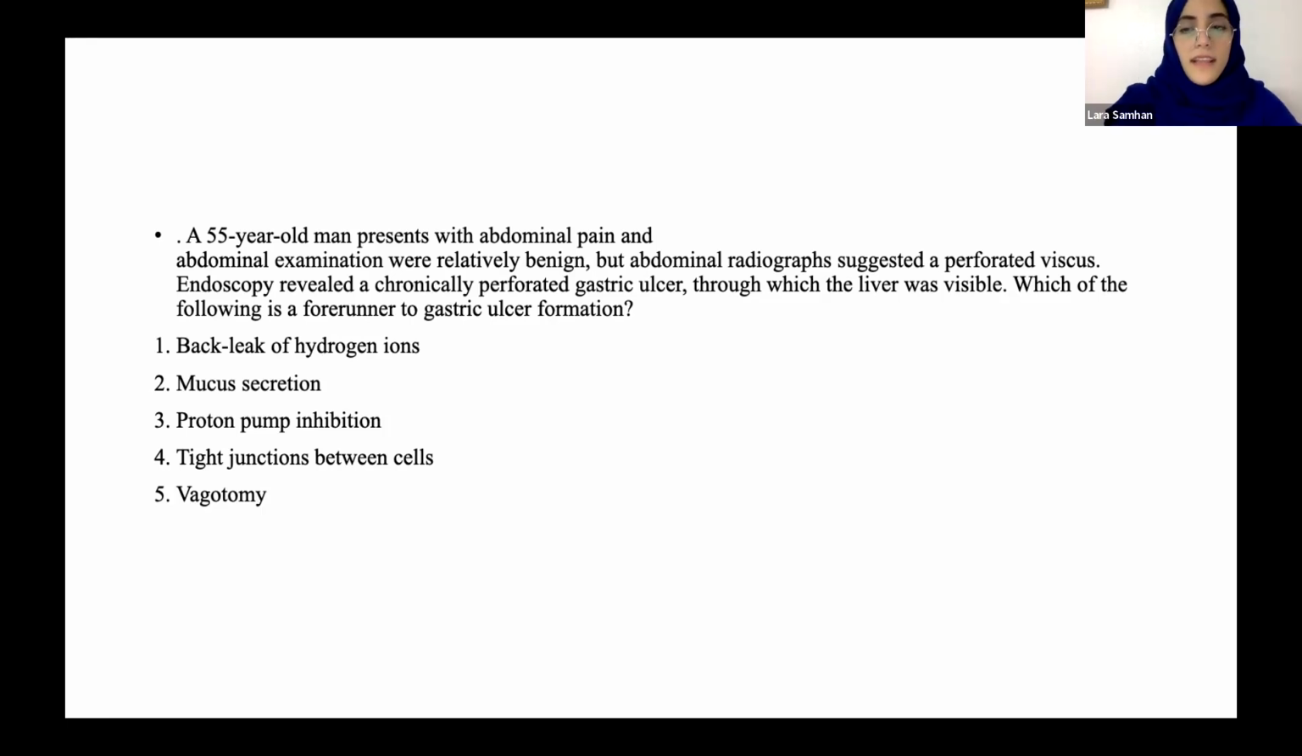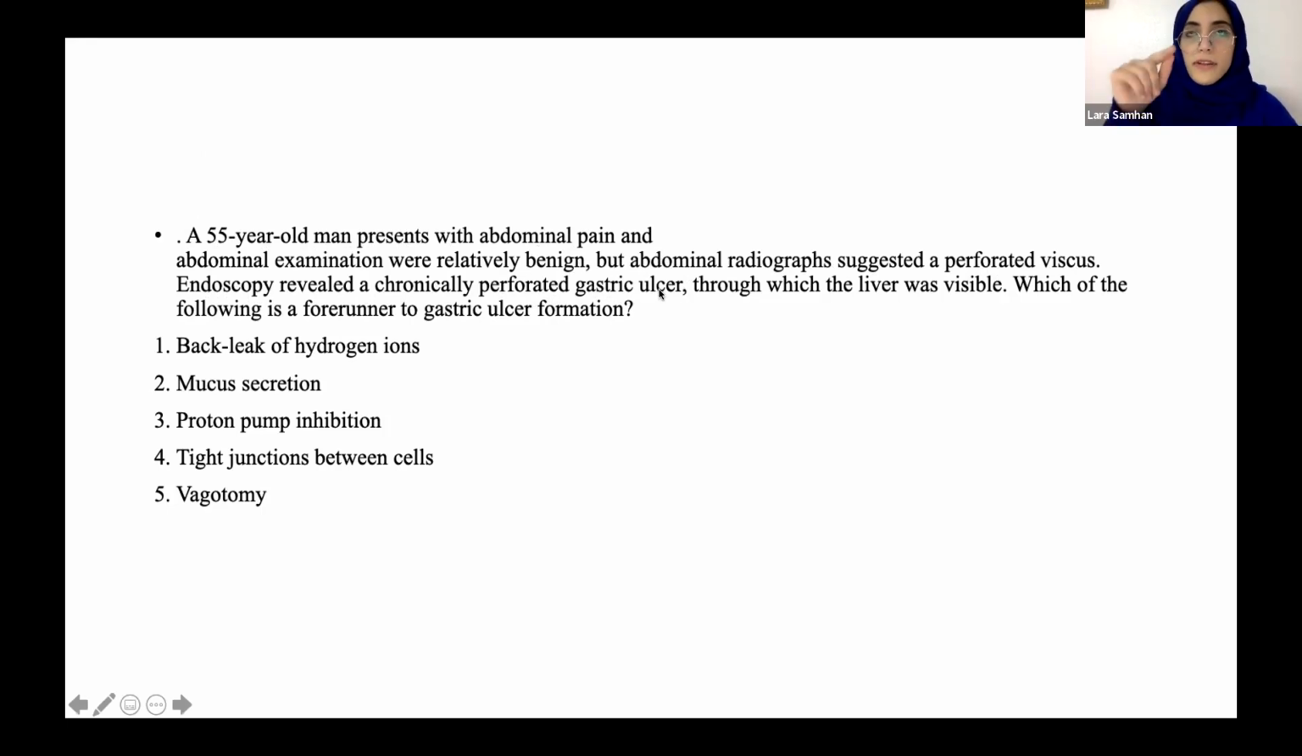Yes, salam alaikum. Exactly. So this question says a 55-year-old man presents with abdominal pain, and the abdominal examination was relatively benign, normal. But we have an abdominal radiograph that suggested a perforated viscus. Now, the endoscopy revealed a chronically perforated gastric ulcer. So it's a perforated gastric ulcer.